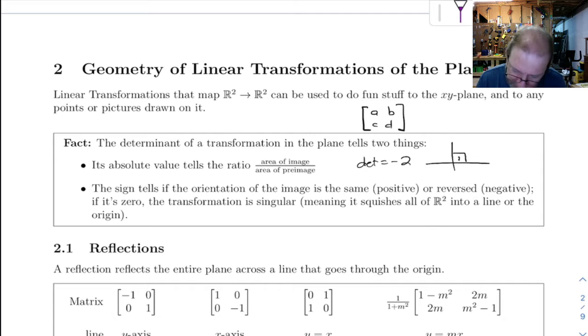And if the determinant winds up being 0, what that tells you is everything in the plane gets smashed into a line, or possibly just smashed all of it into the origin.